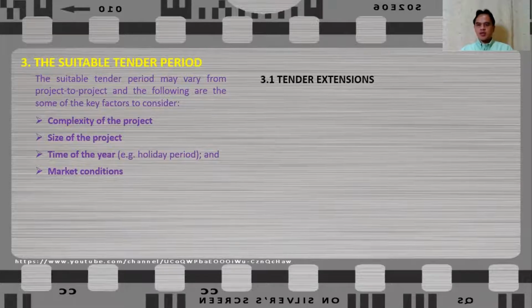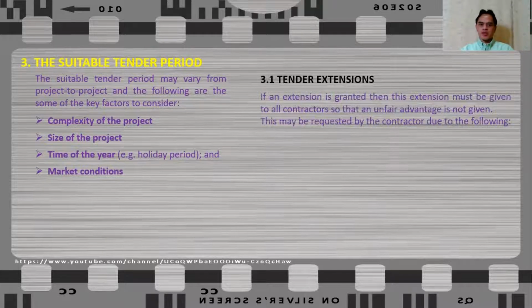A tender extension is normally requested by the contractor if they are unable to complete the tender within the given date. So if a contractor requested a tender extension, what shall you do? If an extension is granted, then this extension must be given to all contractors, not only to the one who requests for it, so that an unfair advantage is not given.